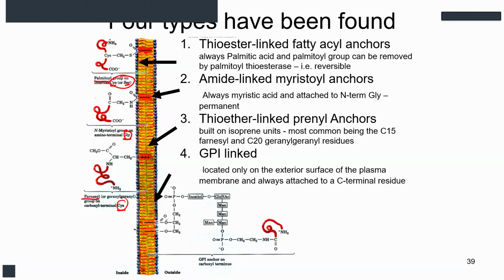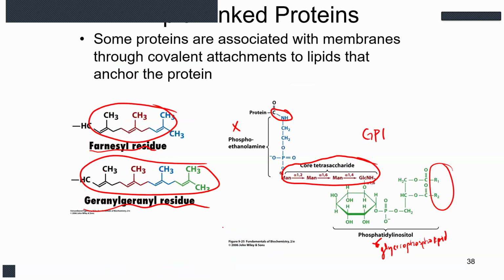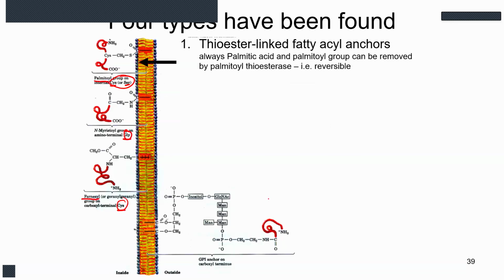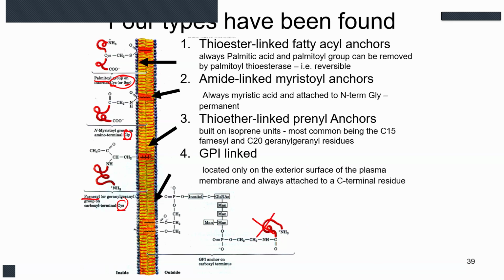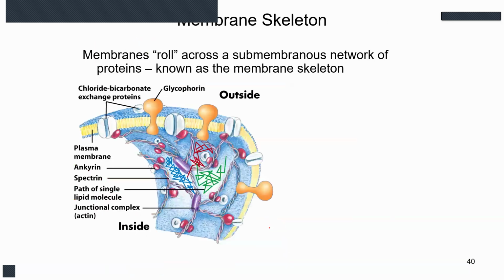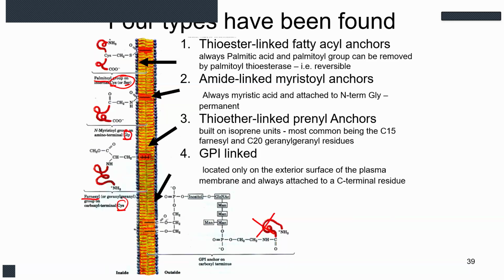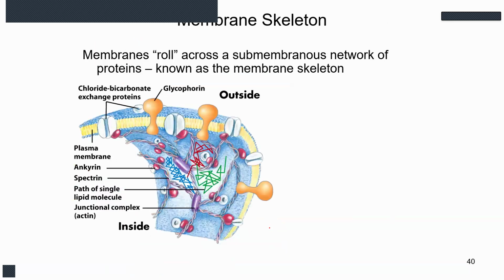GPI linkages, well, that's what we just saw right here, but from a different depiction. So I'm going to draw an X for your protein, and then another X for your protein. GPI-linked proteins are located on the exterior surface of the plasma membrane and always are attached to the C-terminal residue. So to answer this, they're always attached to the C-termini as opposed to individual amino acids.